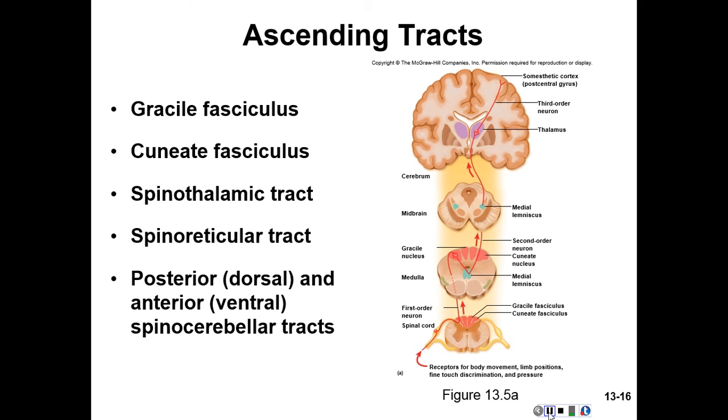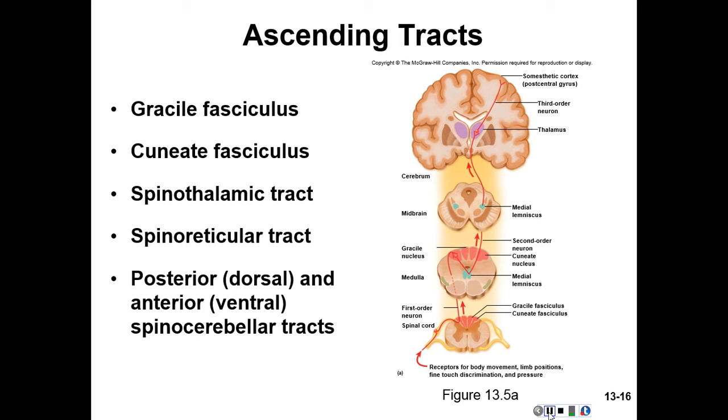Alright, let's look at figure 13.5a. You see gracilis fasciculus and your cuneate fasciculus. You see your spinothalamic tract and your spinoreticular tract. Again, if you see spinothalamic, it starts in the spinal cord and it's going to terminate through the thalamic area. The spinoreticular goes through the spinal cord up into the reticular fibers of your cerebral hemisphere.